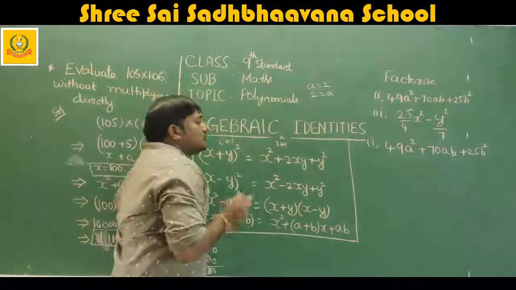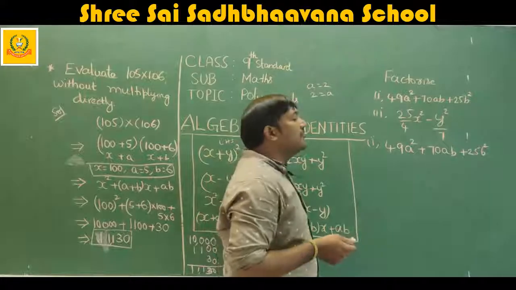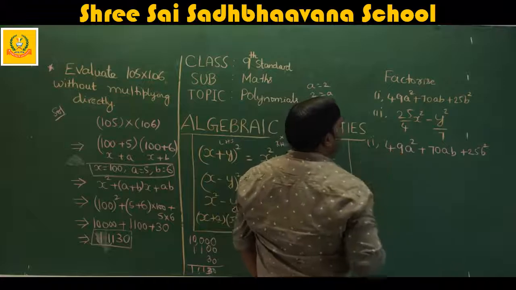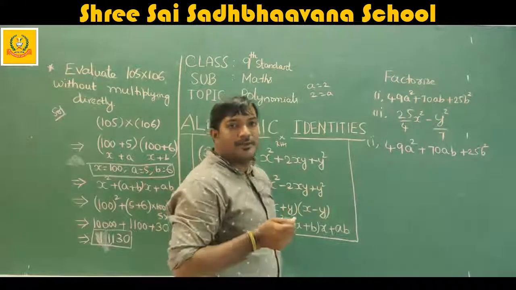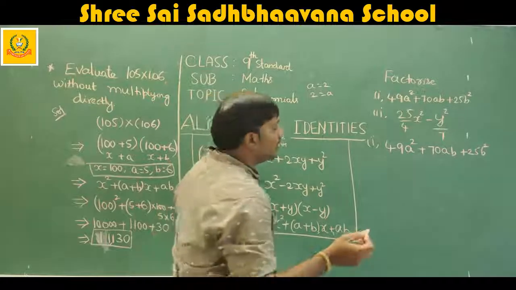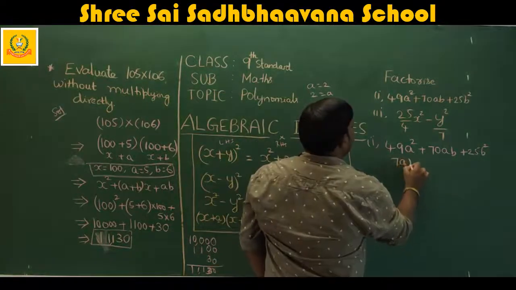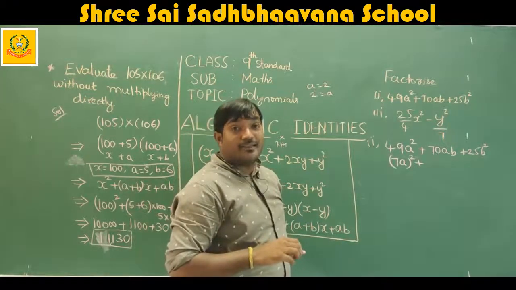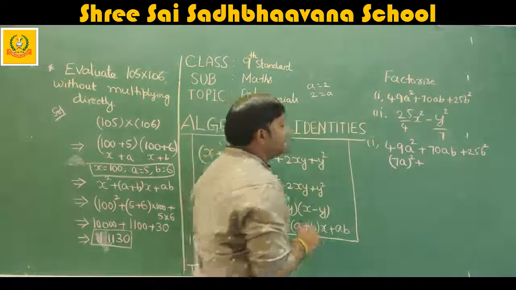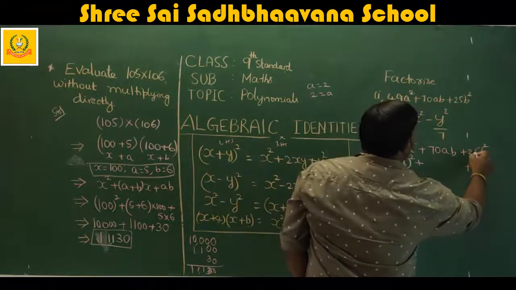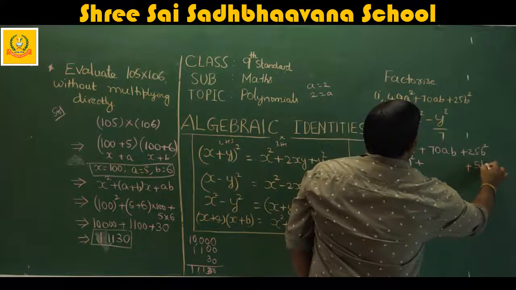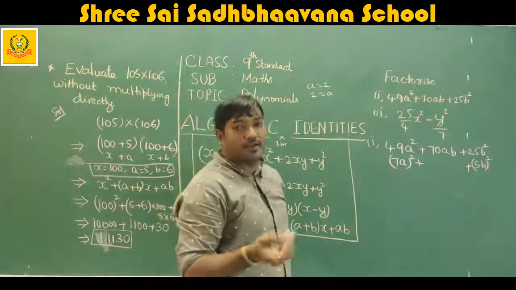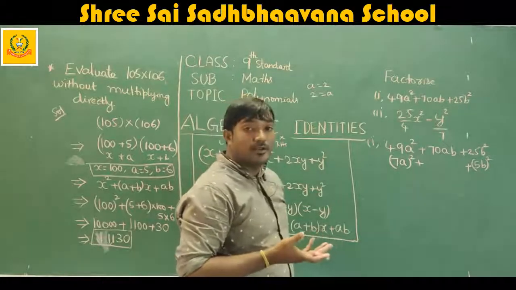Understood now? 49a square plus 70ab plus 25b square. 49a square. 49 is a perfect square. Correct? And everybody knows that 7 square is 49. So what I'll write? 49a square, I'll write as (7a) whole square, plus, let me write for 25b square. Again 25 is also a perfect square. 5 square is 25. So can't we write it as (5b) whole square?